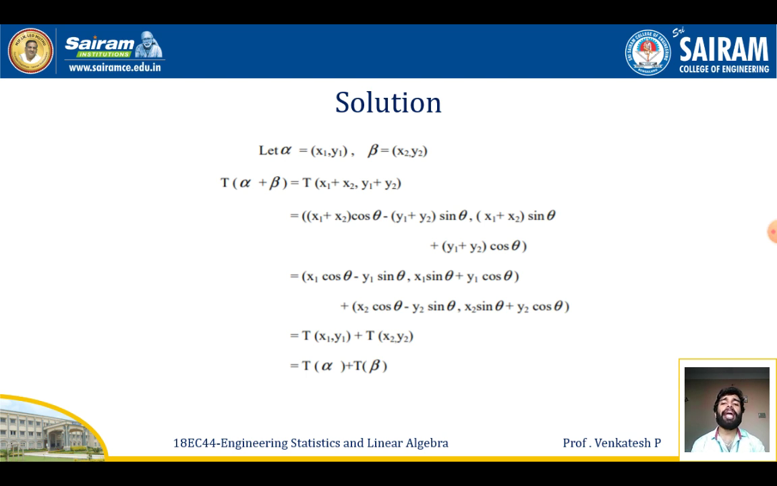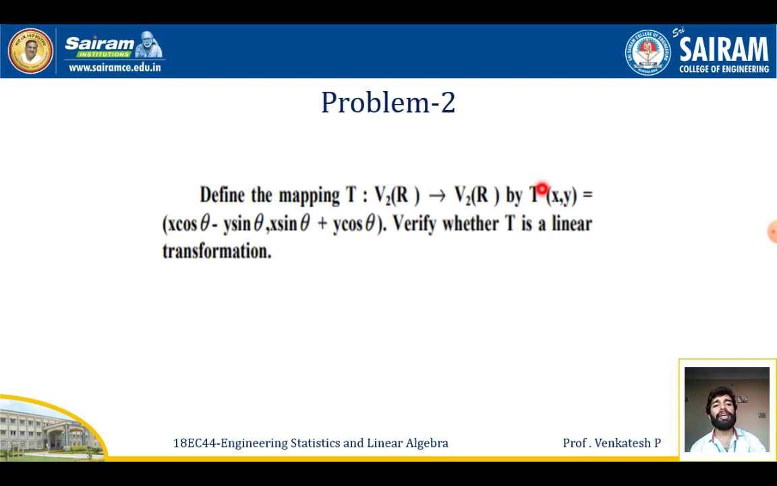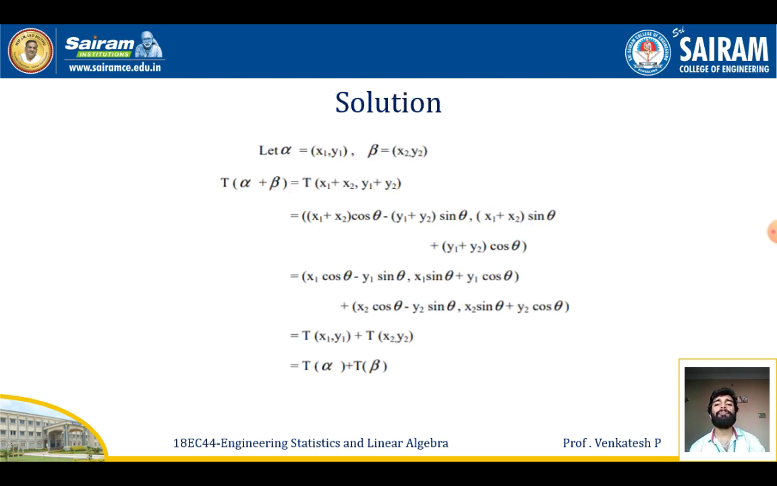I want to find the transformation T of alpha plus beta now. So what I can do, I'm going to combine alpha plus beta vectors like x1 plus x2, comma y1 plus y2. I'm going to apply the transformation for that. So I'll be having T of alpha plus beta is equal to T of x1 plus x2 comma y1 plus y2. So from the given condition, I can replace T of x comma y as x cos theta minus y sin theta, comma x sin theta plus y cos theta. So in place of x, I'll be replacing x1 plus x2. In place of y, I'll be replacing y1 plus y2.